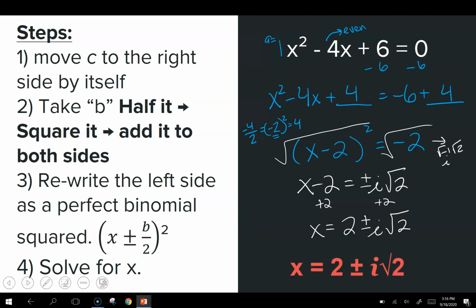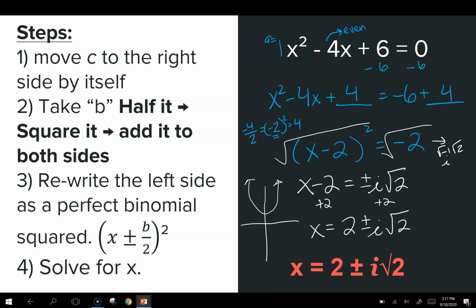Now, bonus question, what does that mean about these solutions? They're imaginary, right? So what does that mean about how they're going to look on a graph? They're not going to touch the x-axis. They're going to be floating somewhere, maybe above, it might be below, okay? But it is not going to touch the x-axis.